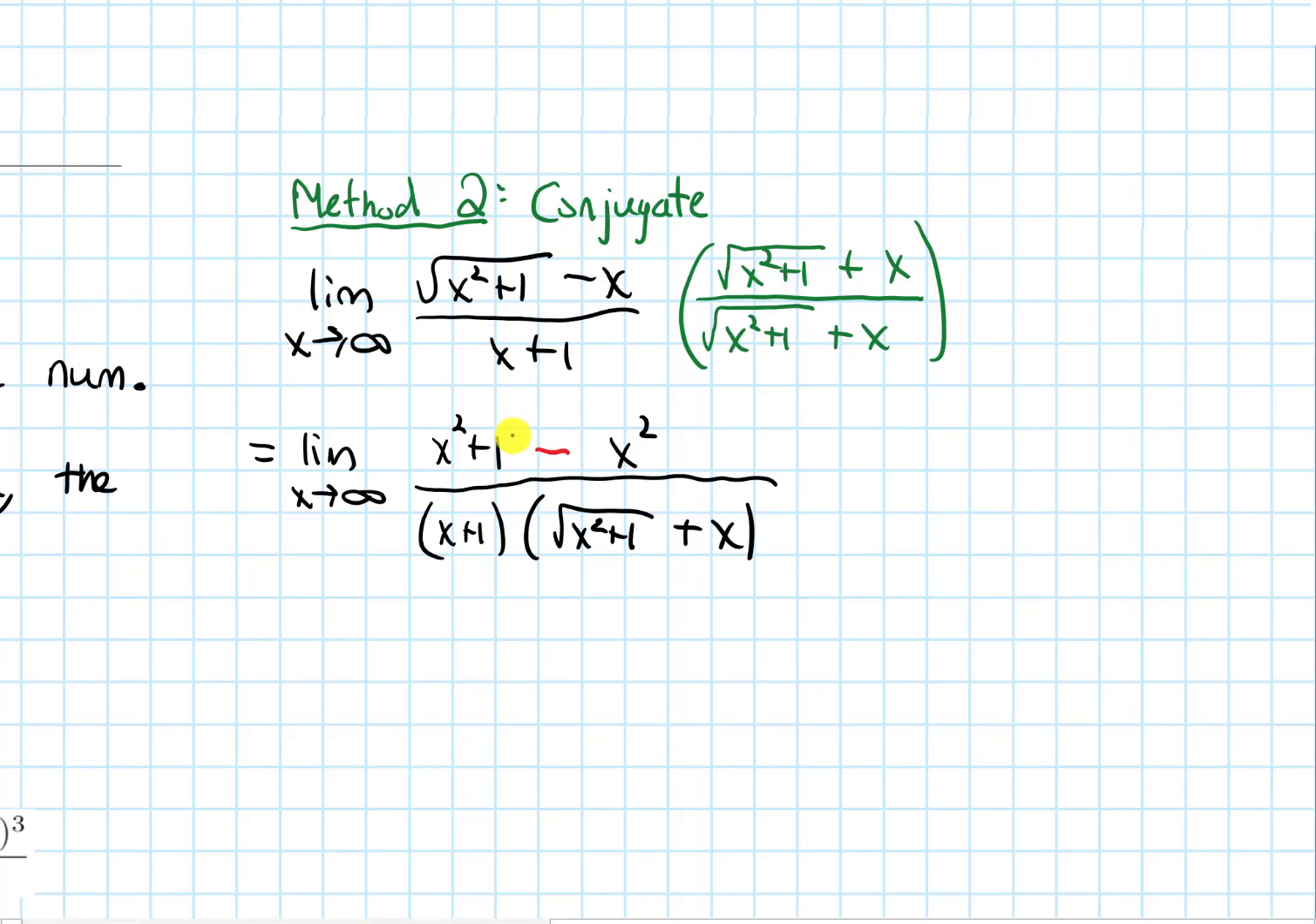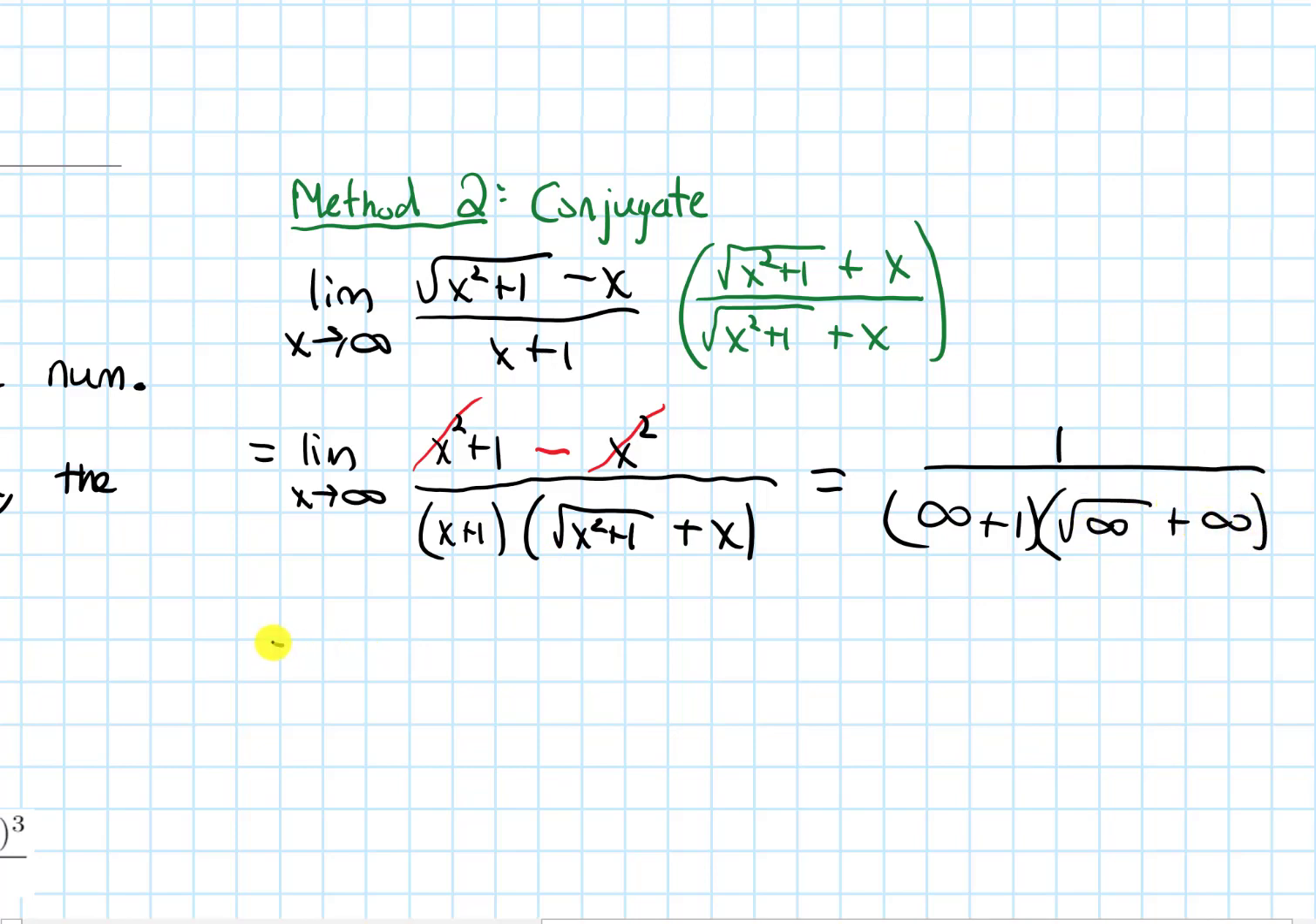Okay, so, well, in the numerator, I can cancel these x squareds. And from there, I actually don't even need any cancellation. The numerator is very simple. It's just 1. Let's try plugging in now. I get 1 over infinity plus 1, and then I get the square root of infinity plus infinity. So this overall is going to be 1 over infinity plus 1 is infinity, and then the square root of infinity plus infinity is definitely infinity. So the whole denominator is just an infinity times an infinity, which is infinity, and 1 over infinity is getting close to 0. And that's the same answer that we got using method 1.